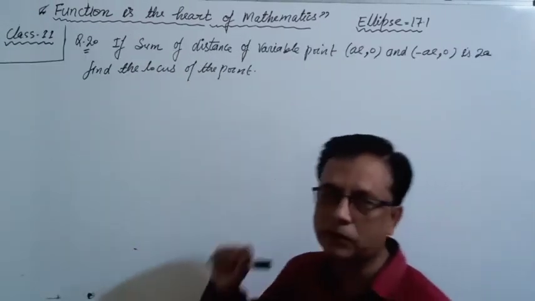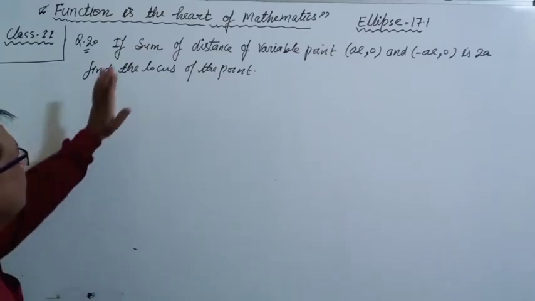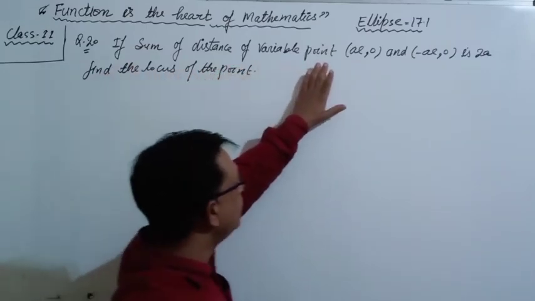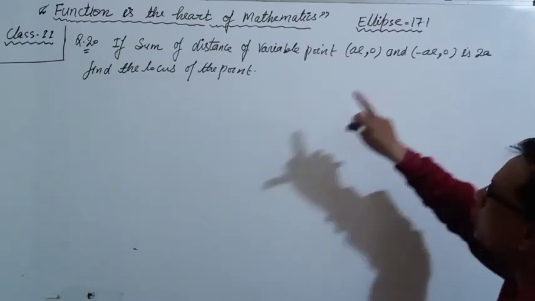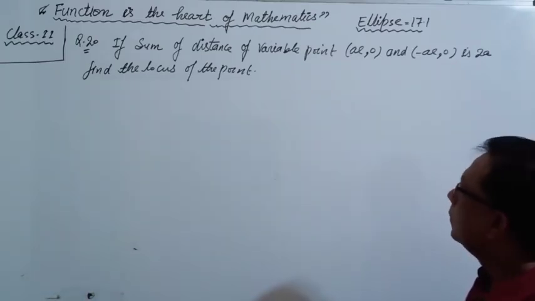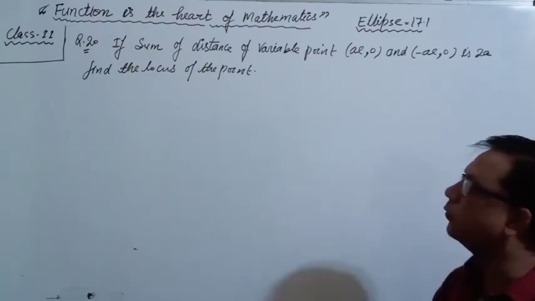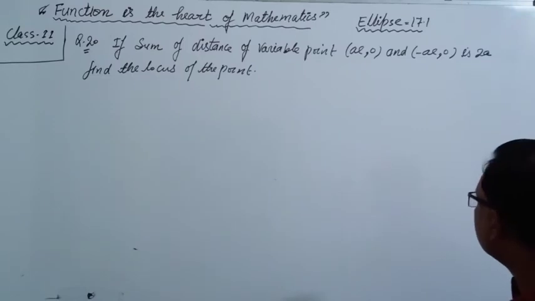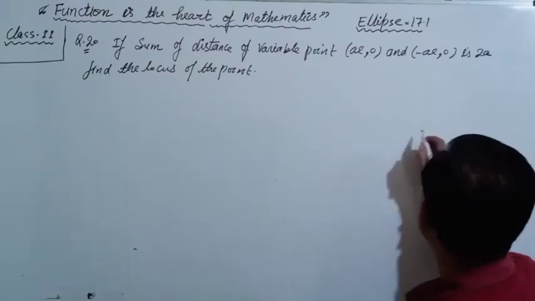Question of the exercise. Question number 20. If the sum of distances of a variable point from (a e, 0) and (-a e, 0) is 2a, find the locus of the point. Let us understand with the diagram what the question is saying.